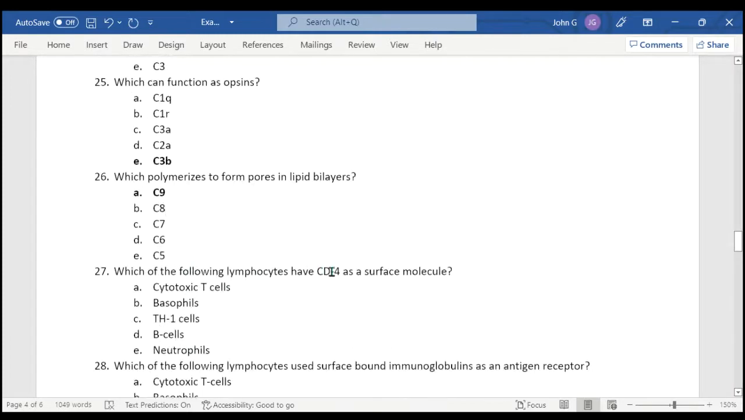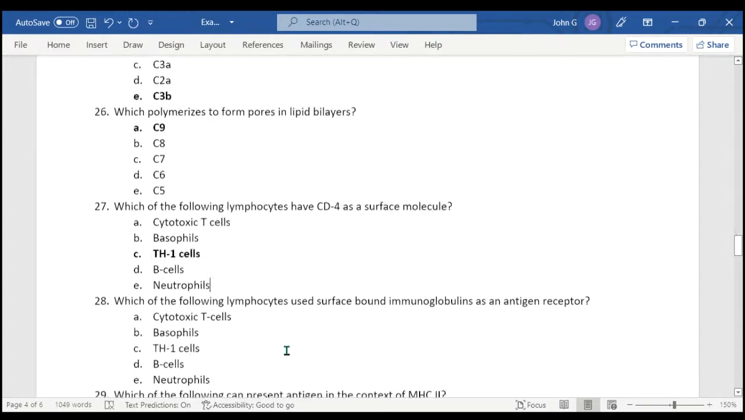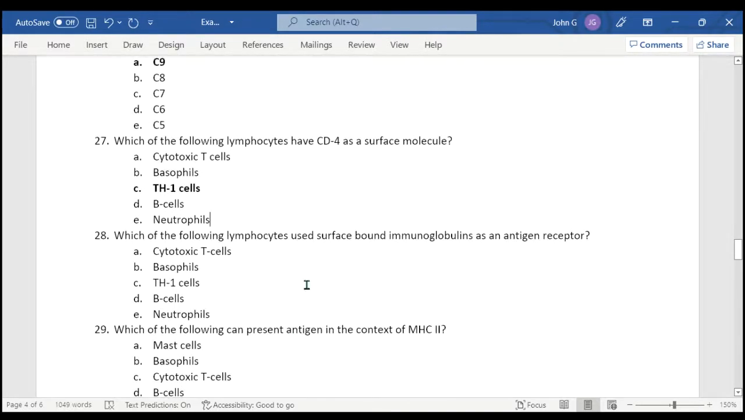Which of the following lymphocytes have CD4 as a surface molecule? So this is going to be any kind of T helper cell. Th1 cell is a subset of a T helper cell. So Th1 is the only one here that is a T helper cell. Which of the following lymphocytes use surface-bound immunoglobulins as an antigen receptor?